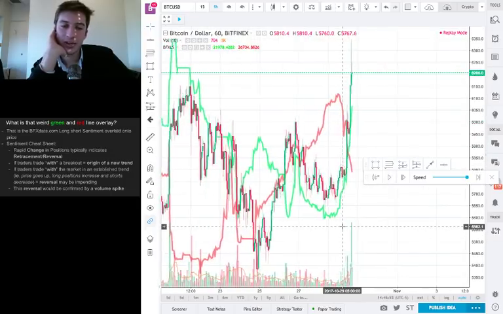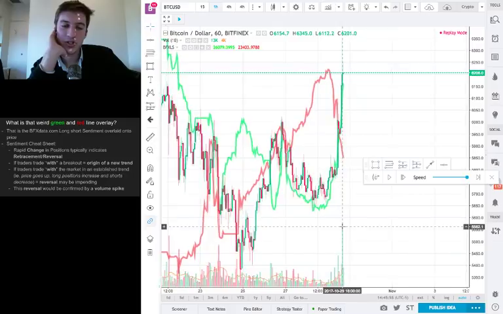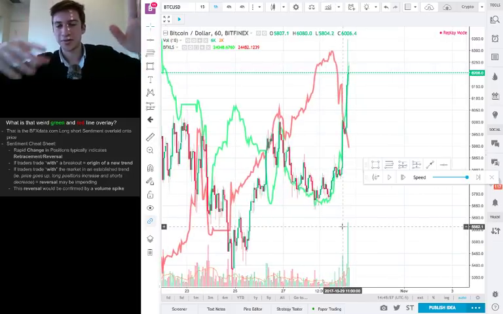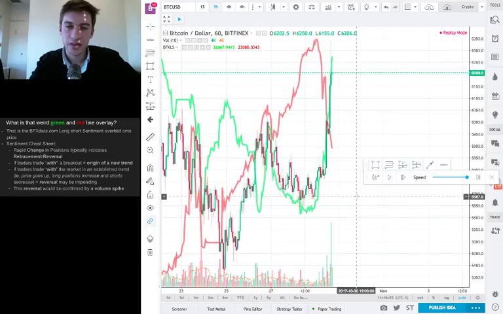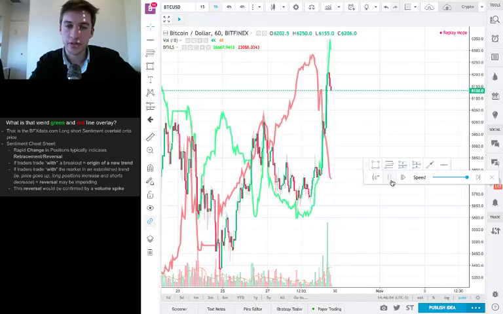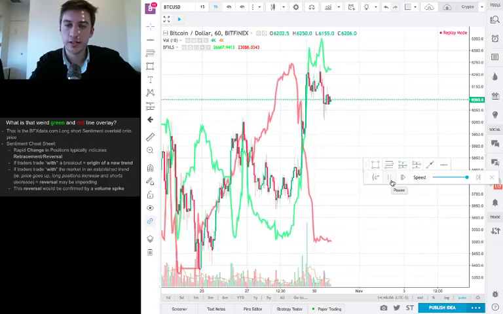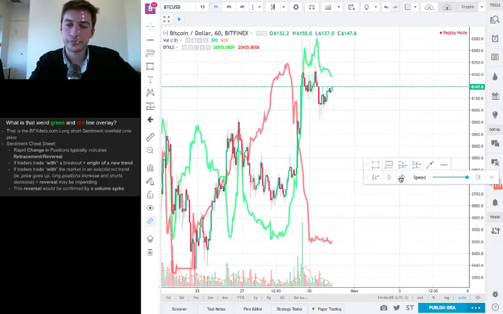Okay, this sentiment's getting really wacky now, because it all looks so random and cluttery. Okay, so bulls are rapidly increasing, shorts are rapidly decreasing, a lot of buy volume coming in the market, but now the bulls are decreasing.